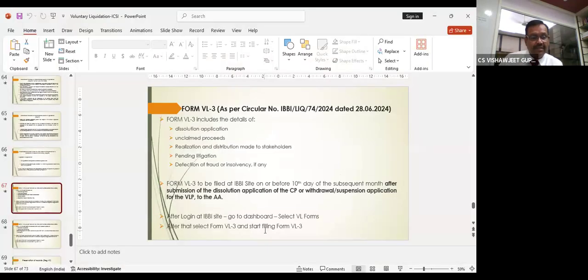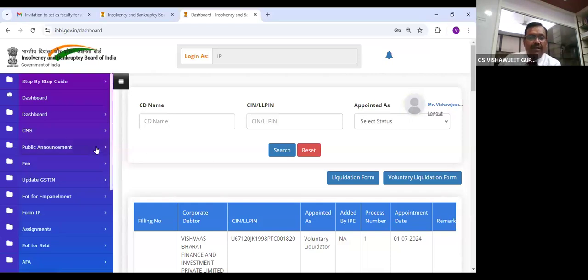Now, I will go to the IBBI site and let you know how it can be filled. Now, again, come to the dashboard and voluntary liquidation forms.